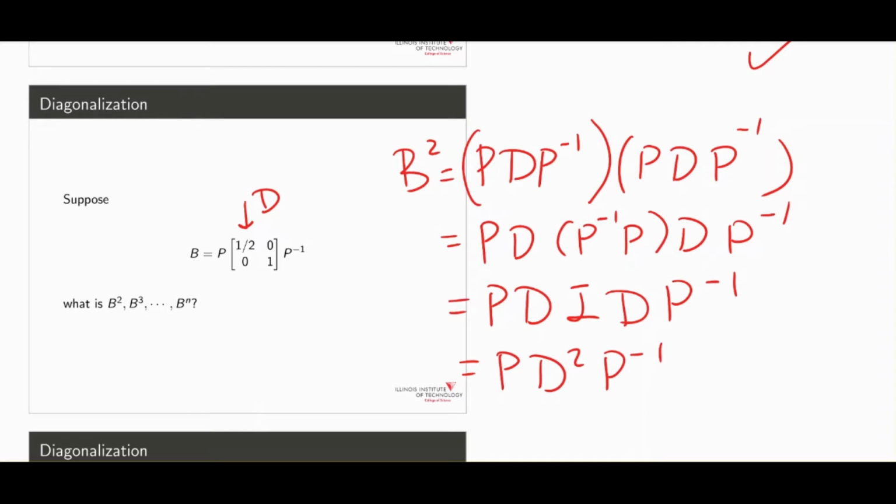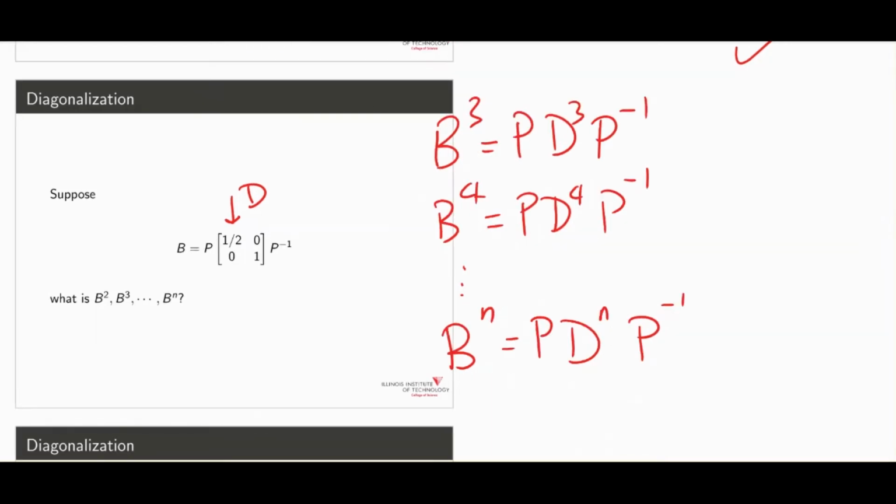So we can see that B squared is P D squared P inverse. And D is a diagonal matrix, so we know very well how to do the computation of D squared. You can show that we have the following. B cubed is going to be like this, B to the power of 4 is going to be like this, and in general, B to the power of n is going to be like this. So this is also a pretty nice matrix. And again, we know that D to the power of n is computed by simply raising the diagonal entries to the power of n.